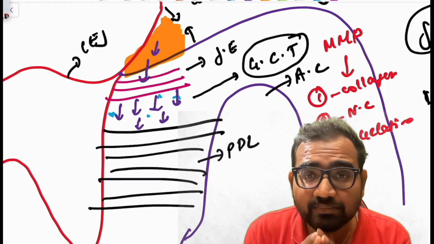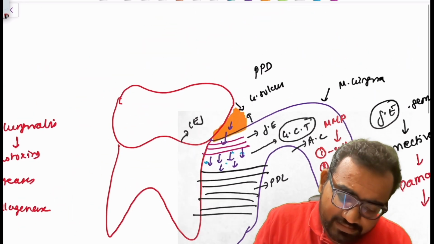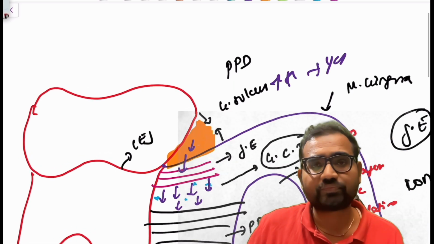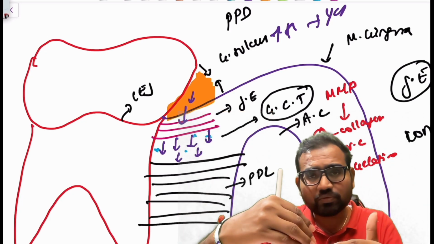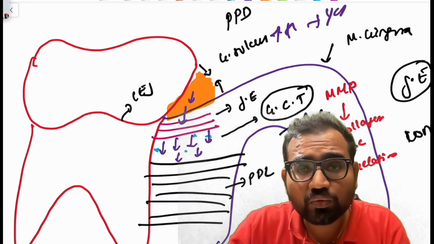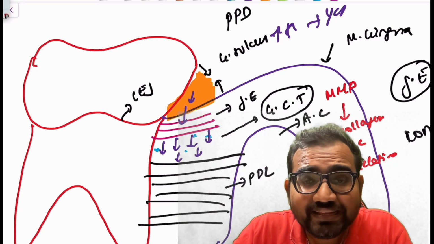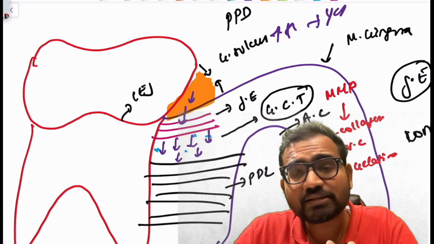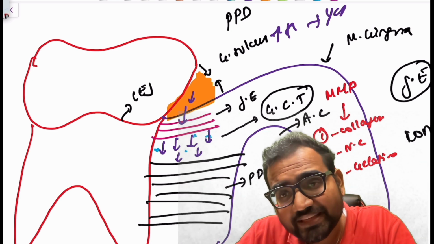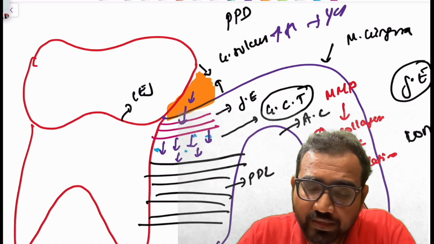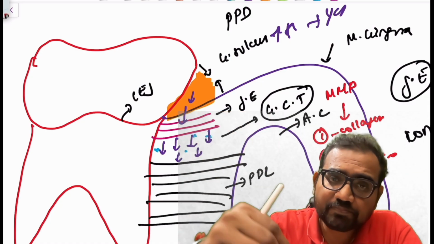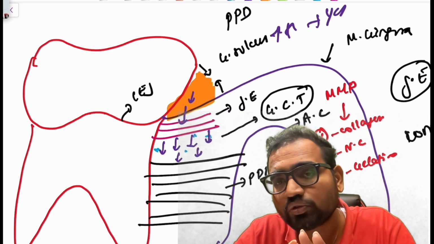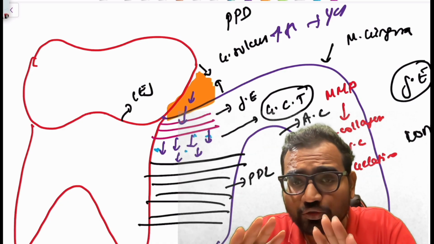And imagine, when there is apical migration of junctional epithelium, will my sulcus depth get increased? Obviously. Why? Because the junctional epithelium is moving down, the sulcus depth will increase. That is what we call a pocket. So pocket is pathological deepening of the gingival sulcus. How is there deepening of the gingival sulcus? There is destruction of connective tissue and there is migration of junctional epithelium apically. So because of the apical migration of junctional epithelium, the sulcus depth is going to get increased. So my probing depth is going to get increased. What is the normal probing depth? 2 to 3 mm. So this is the pathogenesis of a pocket.